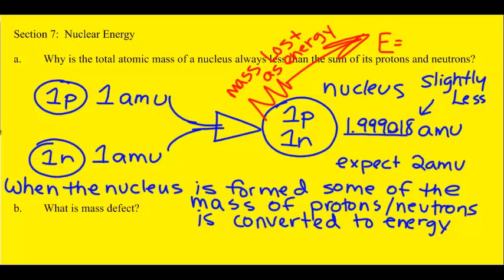So Einstein came up with this equation that relates the mass that's lost to energy. C is the speed of light. It's 3 times 10 to the 8th, and you have to square that number. And so even if the mass is very, very small here, you're multiplying it by a huge number, which results in a huge amount of energy.